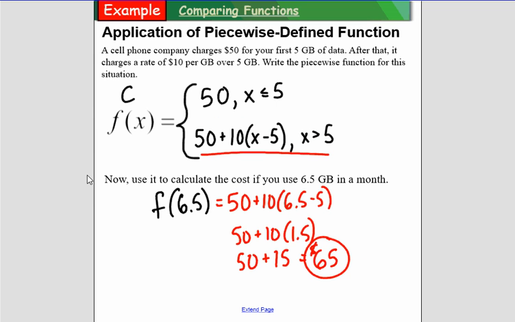They get used for when you're charged different rates depending on what you've used. That is the end of the discussion. Thank you very much and have a good day.